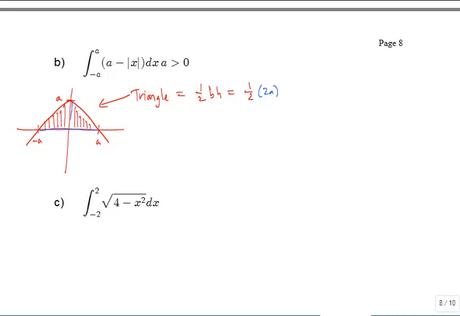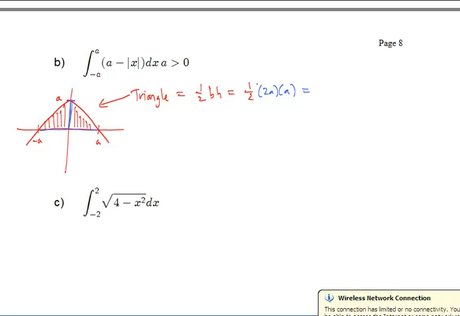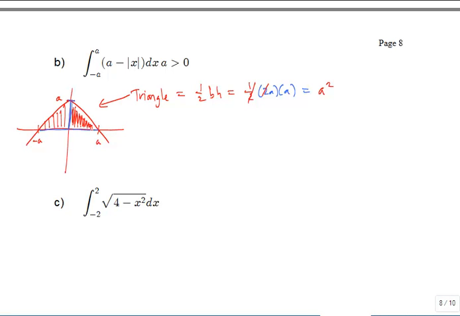And what's this height here? That height is also a. So when I do that multiplication, the 2's cancel and a times a is a squared. A second option would be to just find the area of one of these triangles, 1/2 base times height, so 1/2 a times a, and then there's 2 of them to make the full area, so when you double that, that 1/2 cancels out. So no matter how you do it, you're going to get that this area is just a squared.